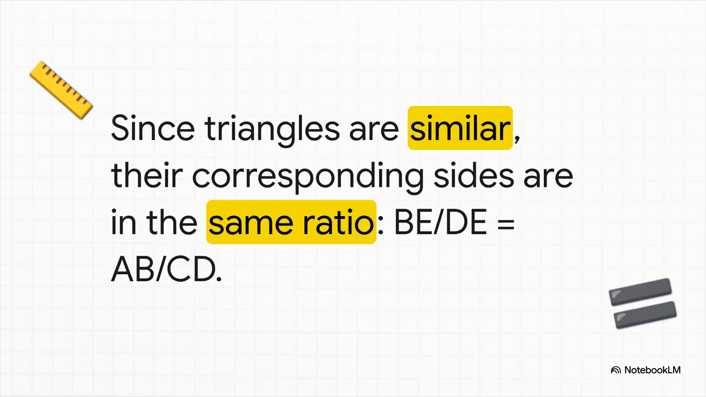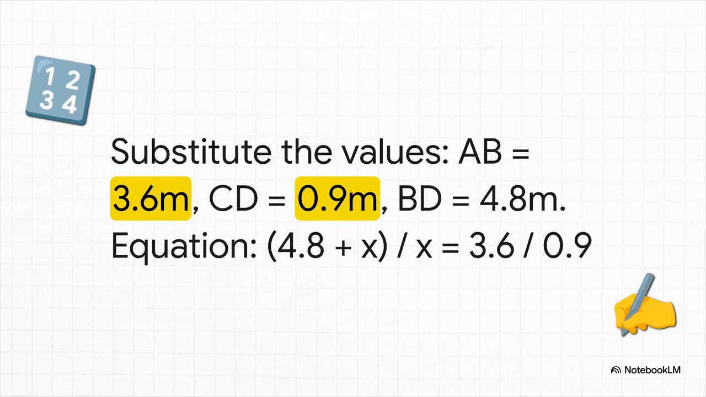Okay, now that we know for sure they're similar, we can use their special superpower. Their corresponding sides must be in the same ratio. This means the base of the big triangle, BE, divided by the base of the small triangle, DE, is going to be exactly equal to the height of the big triangle, AB, divided by the height of the small triangle, CD.